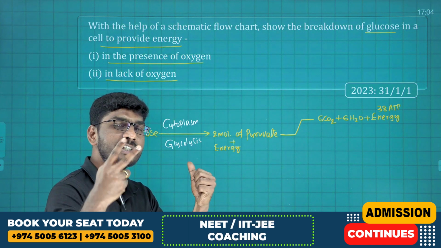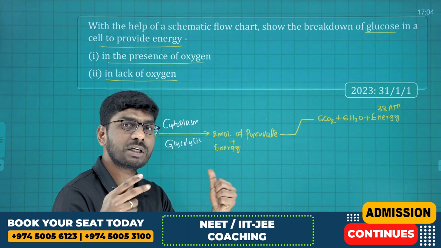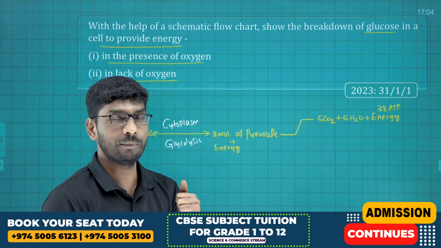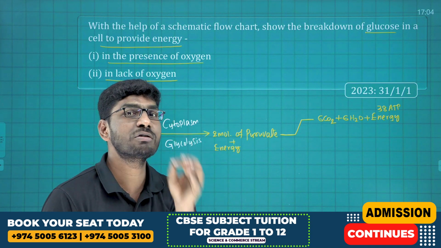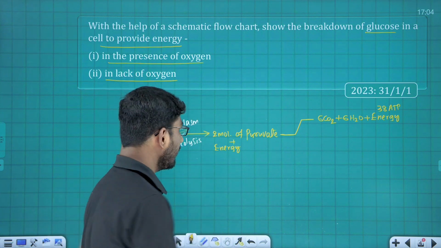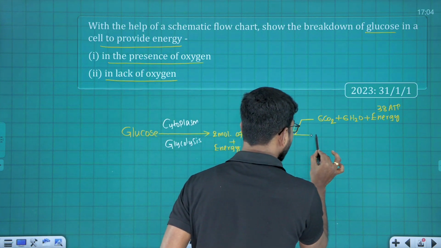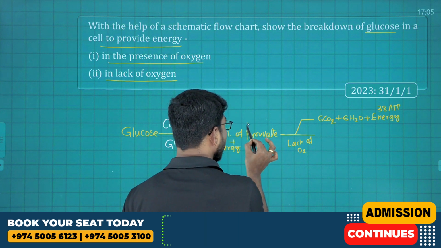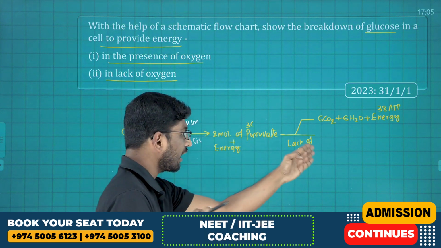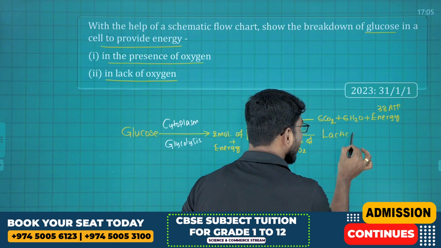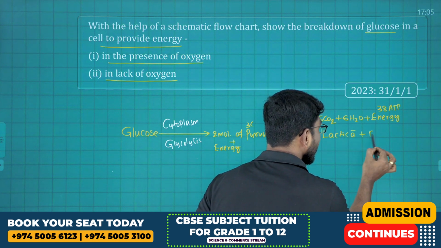Look here, the second option they gave in the question is lack of oxygen, not absence of oxygen. Lack of oxygen means they're talking about lactic acid formation in the muscles. So tell me, this pyruvate, in lack of oxygen, here I'm writing lack of oxygen in muscle. Pyruvic acid is a 3 carbon compound, right? It converts into a 3 carbon compound. What is its name? Lactic acid plus energy.